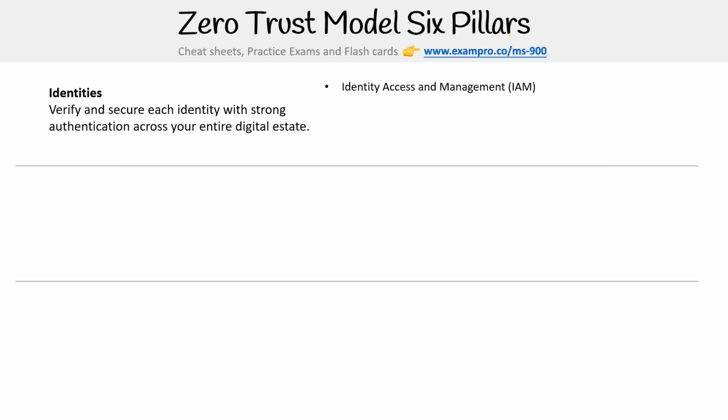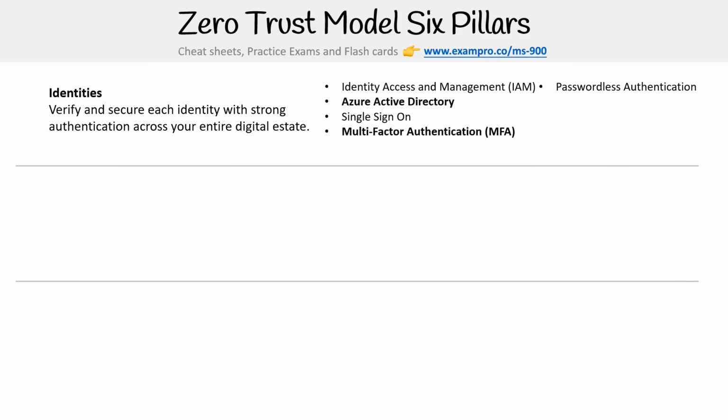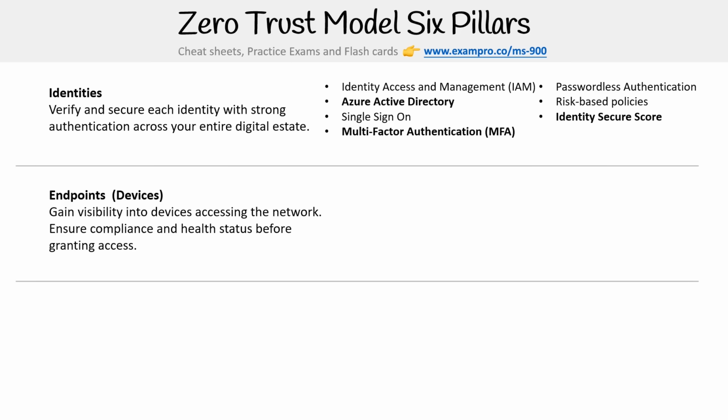So the first one is Identity Access and Management, or IAM. The next one is Azure Active Directory, and this one gets a lot of attention due to all its identity and access management capabilities. We have single sign-on, multi-factor authentication, or MFA, passwordless authentication, which is a subset of MFA, risk-based policies, and we have Identity Secure Score, and you'll see a few different types of Secure Score like Microsoft Secure Score and Compliance Score in this course, so it's something that's very useful throughout Microsoft 365 and Azure.